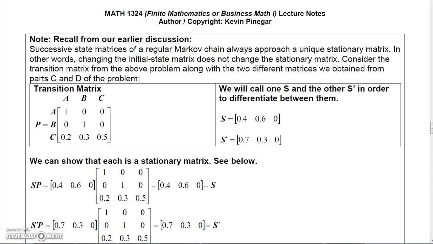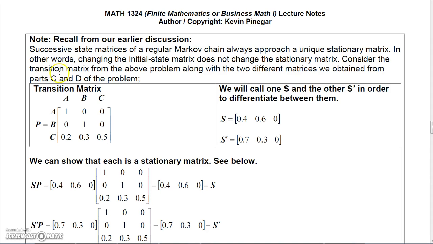Okay, let's talk a little bit more about absorbing Markov chains. From our earlier discussion, we found that successive state matrices of regular Markov chains always approach a unique stationary matrix. In other words, changing the initial state matrix does not change the stationary matrix that it's going to approach.